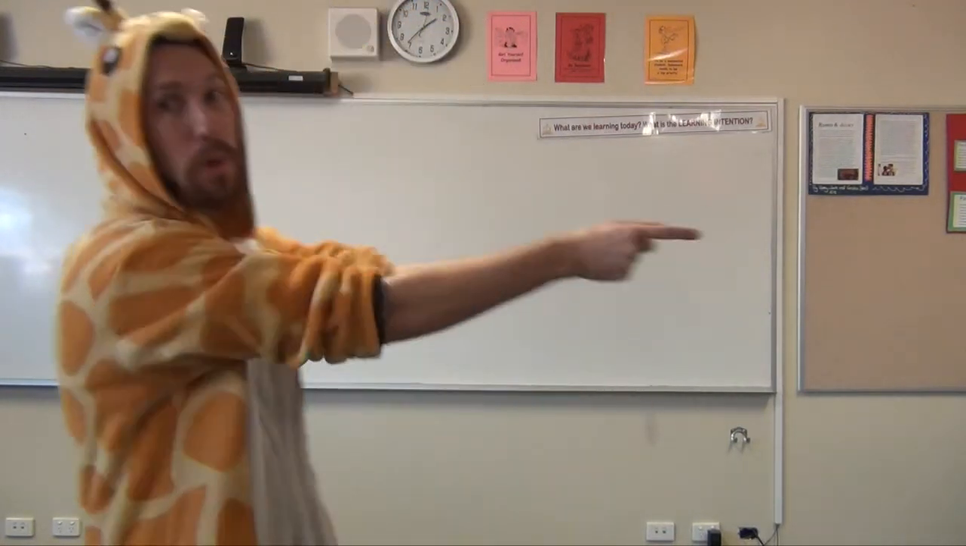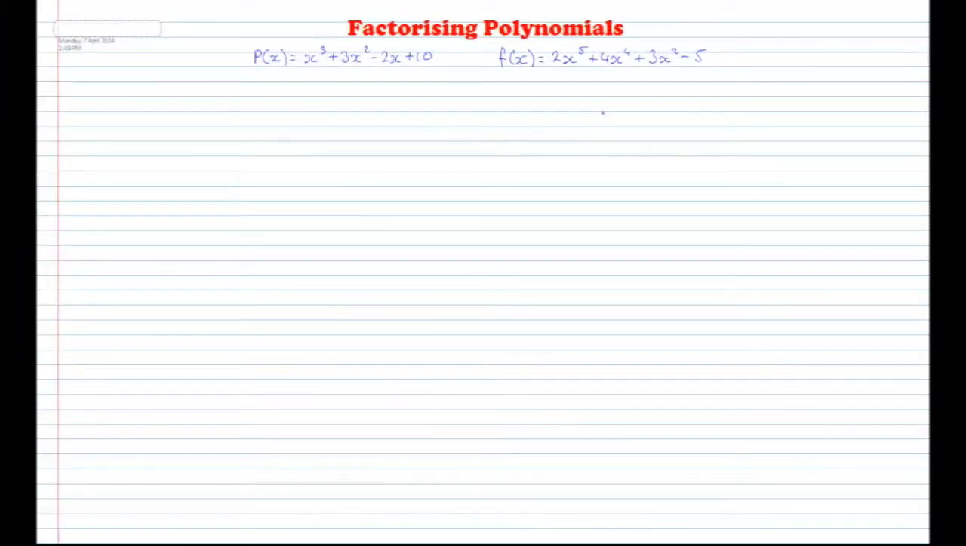Alright, so today we're having a look at how to factorise polynomials. Polynomials, remember, are things that look like this: p of x is equal to x cubed plus 3x squared minus 2x plus 10, or for example, f of x is equal to 2x to the power of 5 plus 4x to the power of 4 minus 3x squared minus 5. The thing that makes it a polynomial is that these powers are whole numbers, that is, integers above 0.